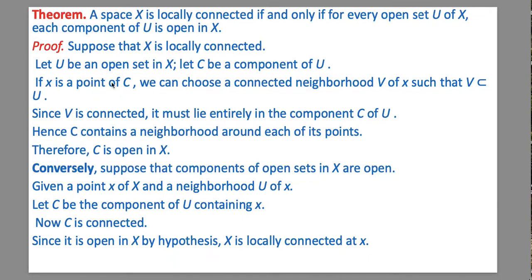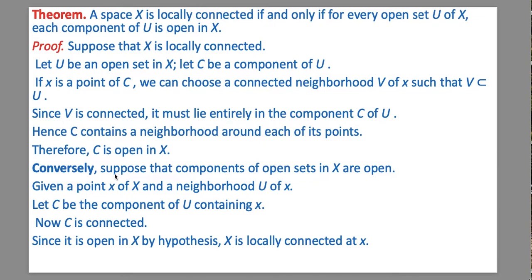If x is a point of C, we can choose a connected neighborhood V of x such that V is a subset of U. Since V is connected, it must lie entirely in the component C of U. Hence, C contains a neighborhood around each of its points. Therefore, C is open in X. Now, for the converse part, suppose that components of open sets in X are open. Now, we will prove that the space is locally connected.